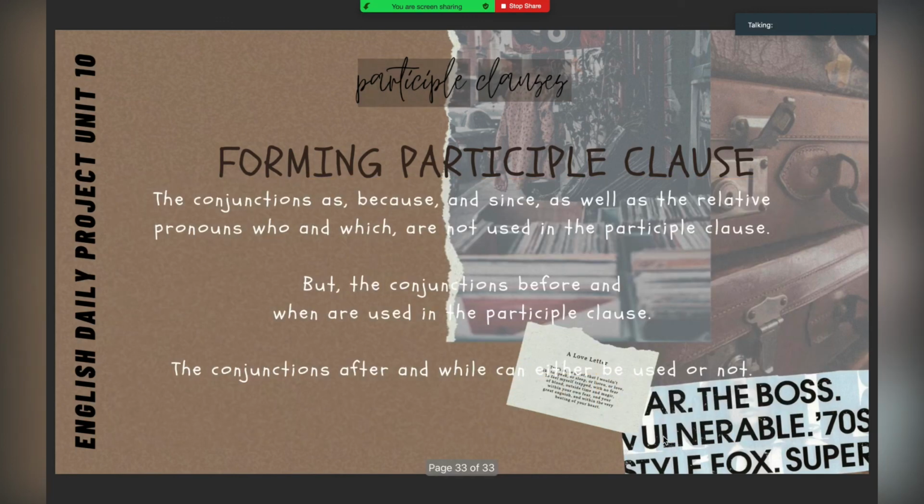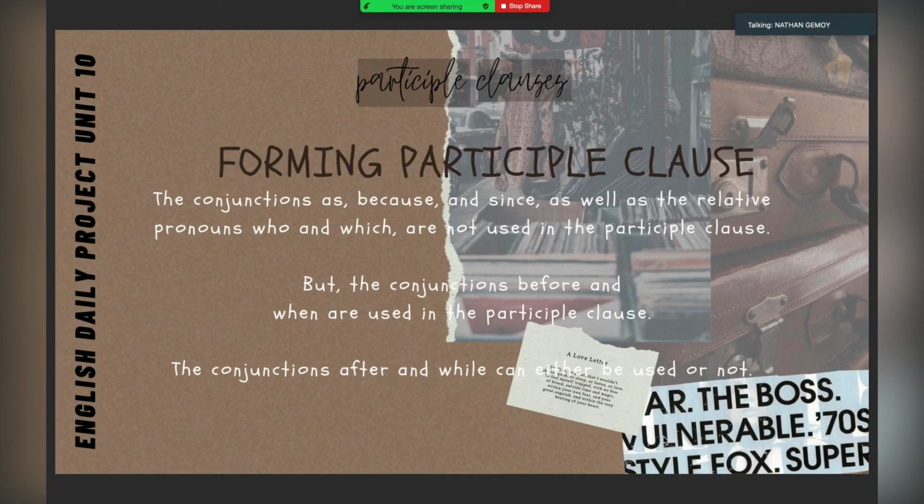Forming participle clauses. The conjunctions as, because and since, as well as the relative pronouns who and which, are not used in the participle clause, but the conjunctions before and when are used in the participle clause. The conjunctions after and while can either be used or not.